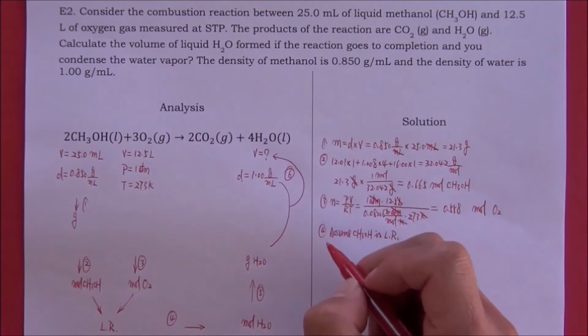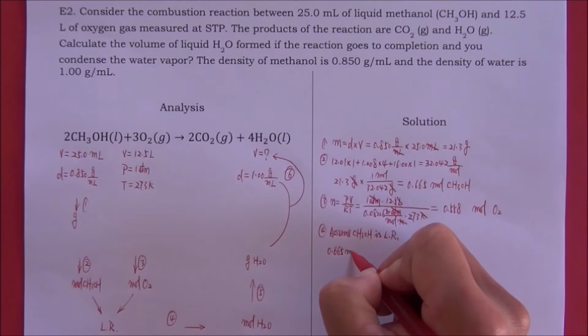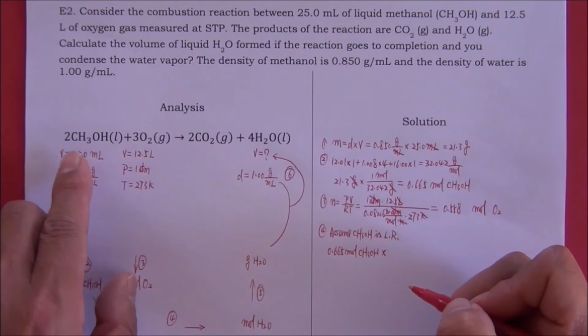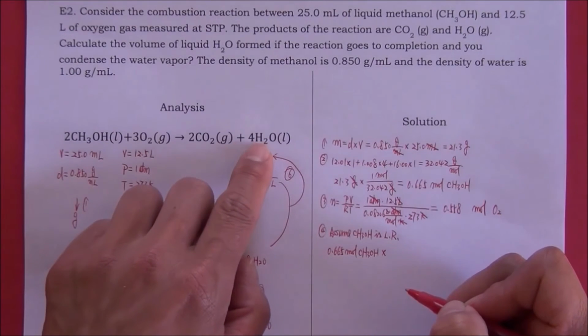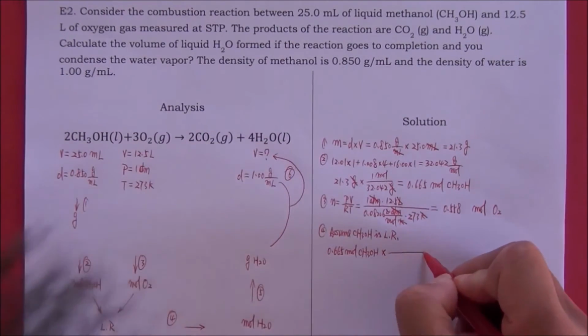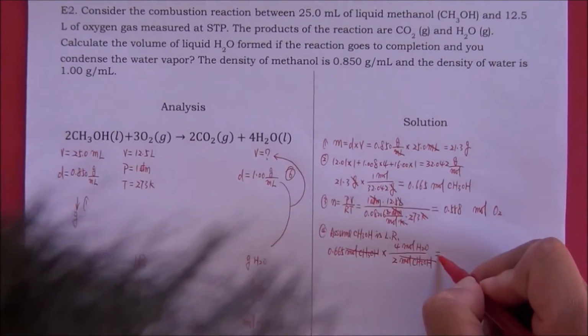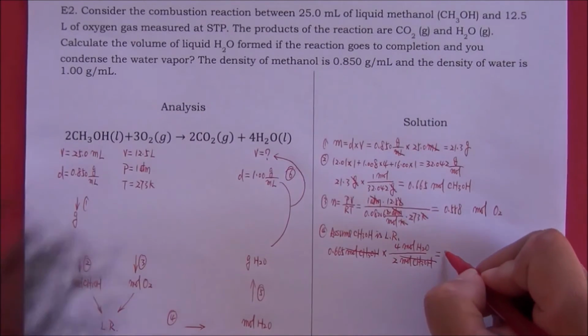We have 0.665 moles of methanol. We need the conversion factor from the balanced chemical equation. For every 2 moles of methanol, we will produce 4 moles of water. After we punch all the numbers into a calculator, we get 1.33 moles of water.